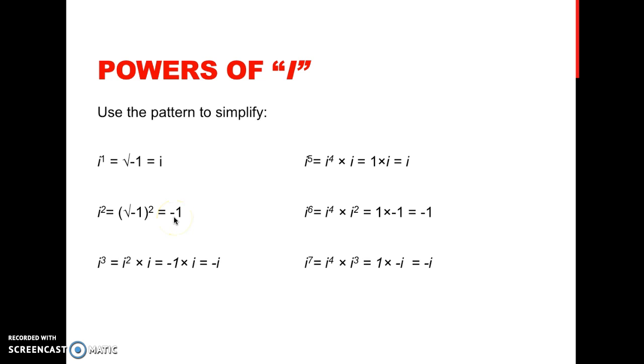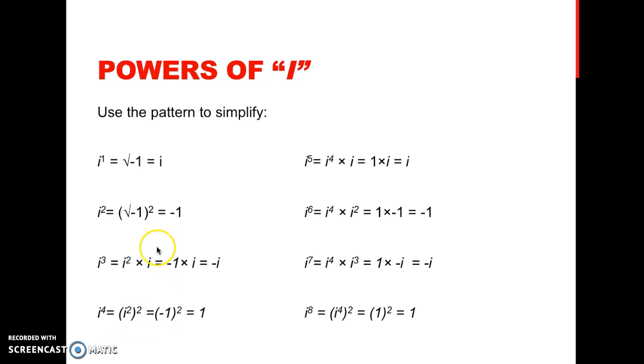Now we have i to the third power. So we break that down into something simpler. We have i squared times i. Well, we know i is just going to be i, and we have already established that i squared equals negative 1. So we have negative 1 times i, or negative i. Now we have i to the fourth power. Okay, we can break it down as follows: we can break it down into i squared and square that, so that's what we're going to do.